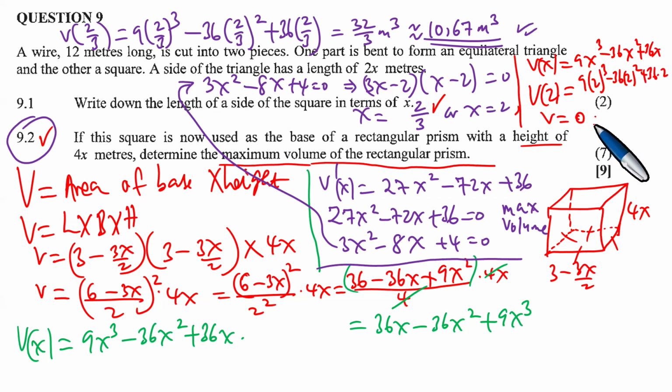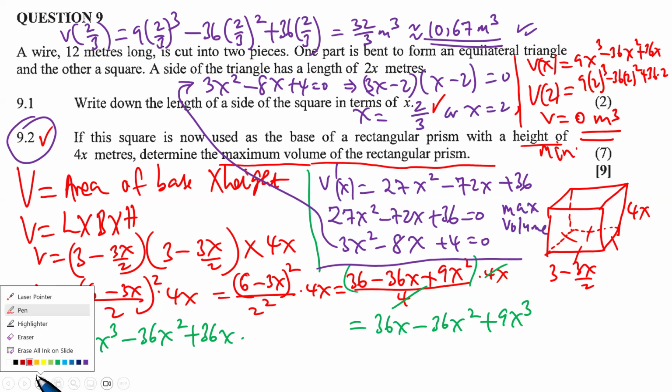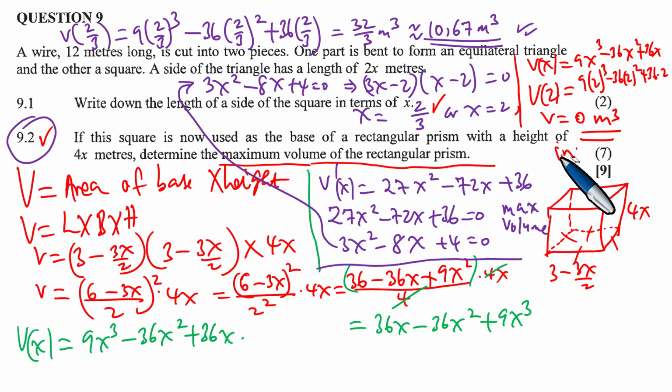The result is going to be 0. This is 0 cubic meters, and therefore this is not it, because the question said maximum volume. So at 2, we're going to have what you call minimum volume, and therefore the maximum volume occurs at the other part. Right, so which is the minimum volume? Minimum volume occurs at 2, but the maximum volume occurs at 2/3, and we are done. Next question.